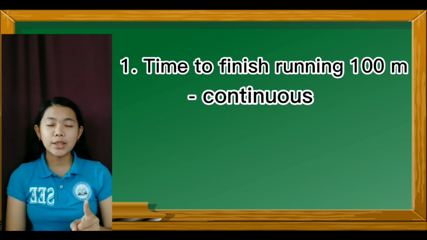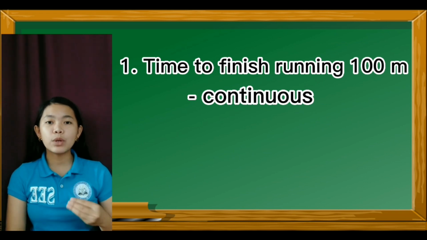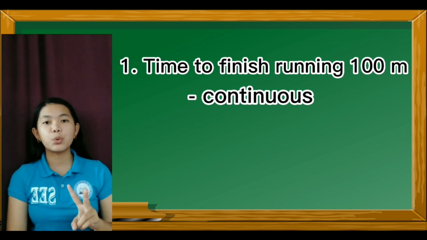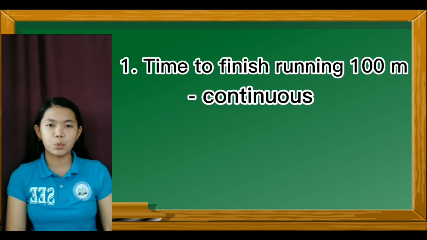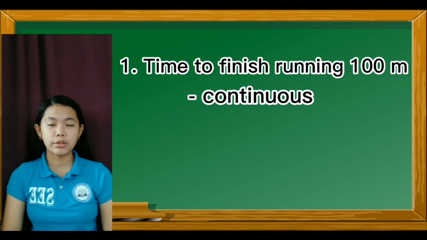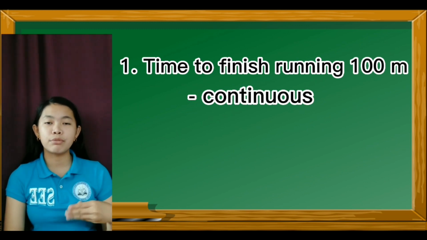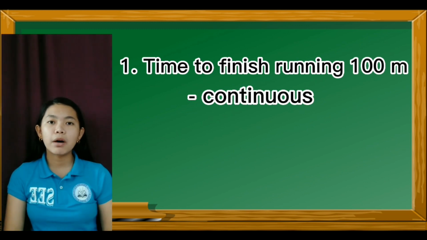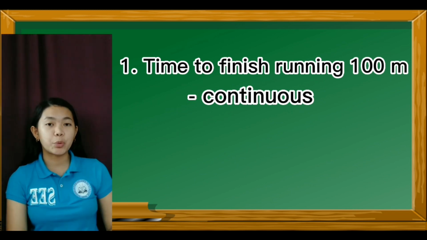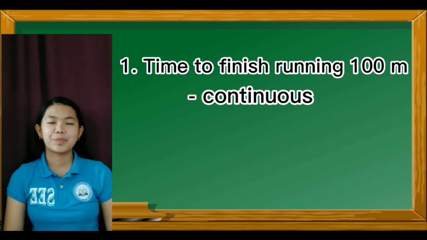For you to easily remember, when we say discrete random variables, those are countable values like 1, 2, 3, 4, 5, and so on. And when we say continuous random variables, those are measurable values like decimals 1.2, 3.5, 1.21. Okay, let's proceed to the next number.